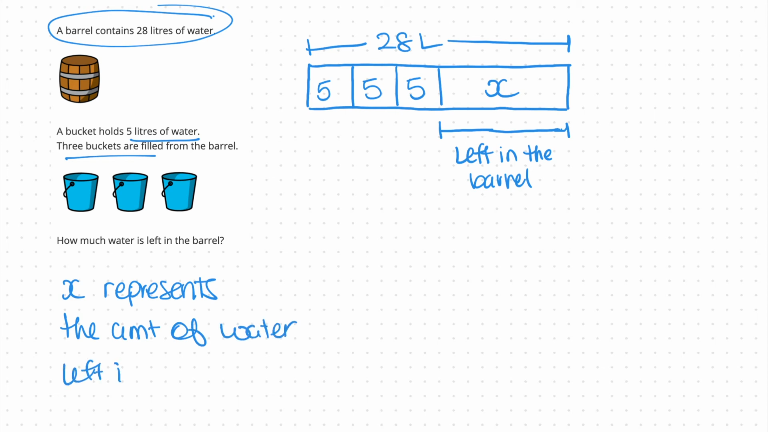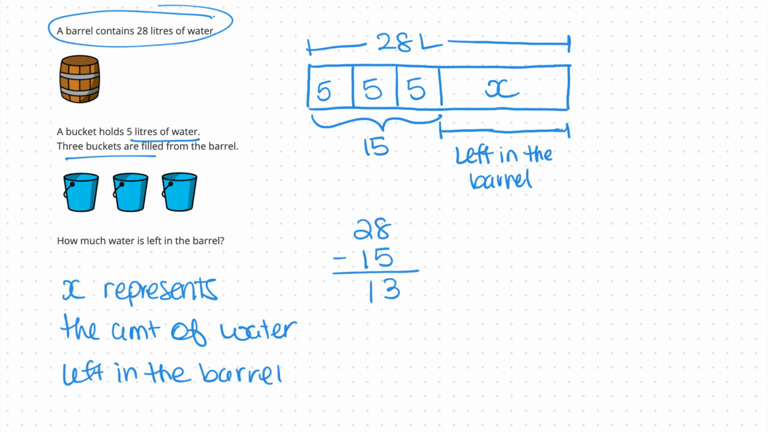So now if we're going to figure out what our x is, we're going to have to do 28, and 5 times 3 is going to give me 15. So we have 28 take away 15, and that's going to give us 13, which means that there are 13 liters of water left in the barrel.